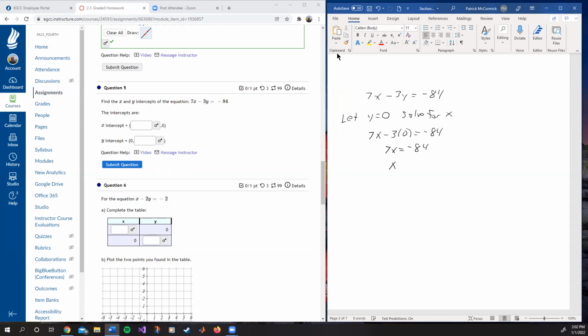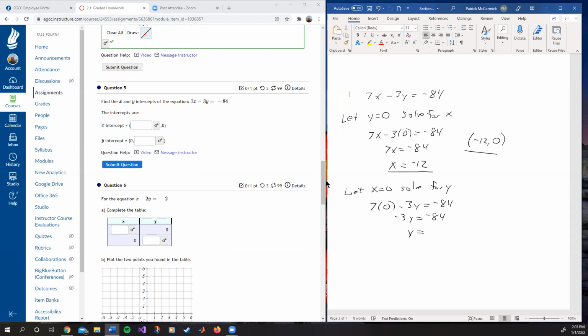Divide both sides by 7. I get x equals -12. So my x-intercept is -12, 0. To find the y-intercept, we let x equal 0 and solve for y. So in this case, it'll be 7 times 0 minus 3y equals -84. 7 times 0 is 0, so I get -3y equals -84.